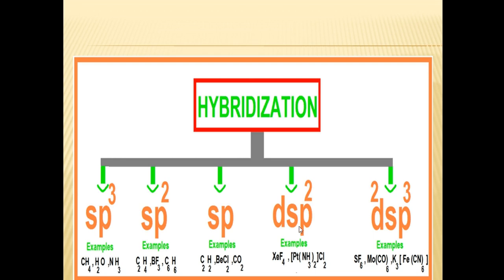dsp2 hybridization occurs in xenon tetrafluoride and diammine platinum chloride, while d2sp3 hybridization occurs in sulfur hexafluoride, hexacarbonyl molybdenum, and potassium hexacyanoferrate.